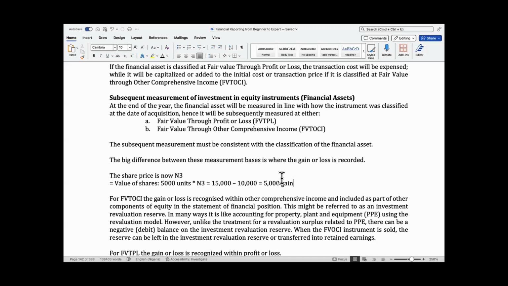So if you measure this at fair value through P&L and you make a gain, making a gain means you are going to credit this to P&L. Where do you debit?